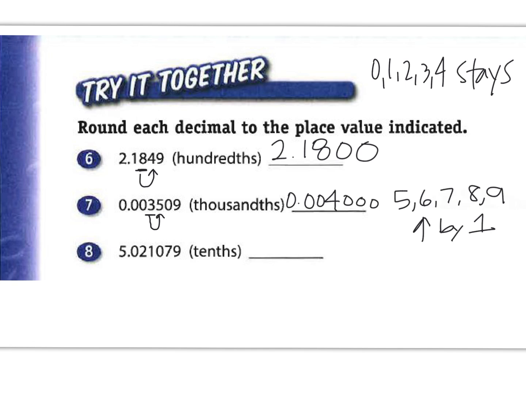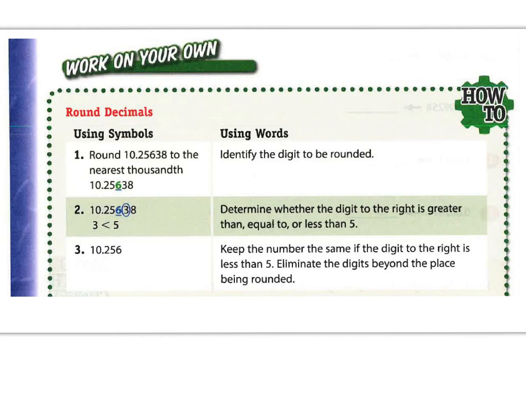Now we're going to go to the tenths place. That's the 0. The number behind it is a 2. Well, since it's a 2, that 0 is just going to stay the same, so we can put 5.0. And I don't need to write all those other zeros behind there. You can if you want, but I'm going to leave it at 5.0.